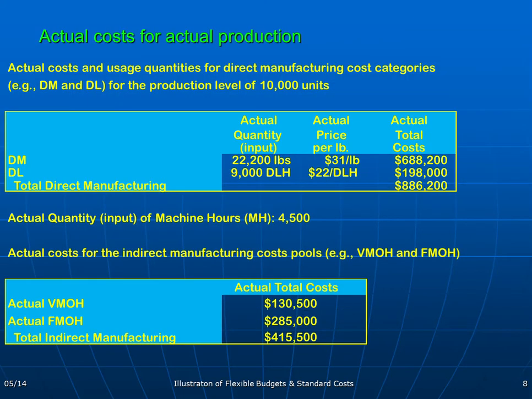Okay, once we've fully looked at what our different standards are, we need to now look at what actually happened. Well, we actually produced 10,000 units. We used 22,200 pounds of raw material. We paid $31 per pound. It actually cost us $688,200. We actually used 9,000 direct labor hours at $22 an hour for a total of $198,000. We actually used 4,500 machine hours, and we actually incurred variable manufacturing overhead costs of $130,500 and actual fixed manufacturing overhead cost of $285.